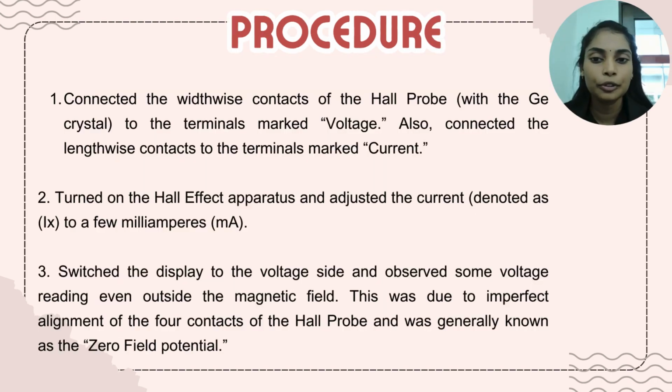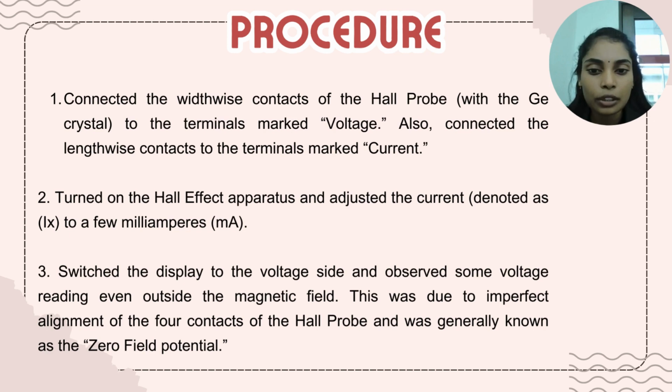Now let's move to procedures. First, we connected the widthwise contacts to the Hall probe with germanium crystal to the terminal marked voltage and also connected the lengthwise contacts to the terminal marked current. And next, we turned on the Hall effect apparatus and adjusted the current to a few milliamperes starting from zero point 0.5 milliamperes and continue with 1.0, 1.5 and so on.